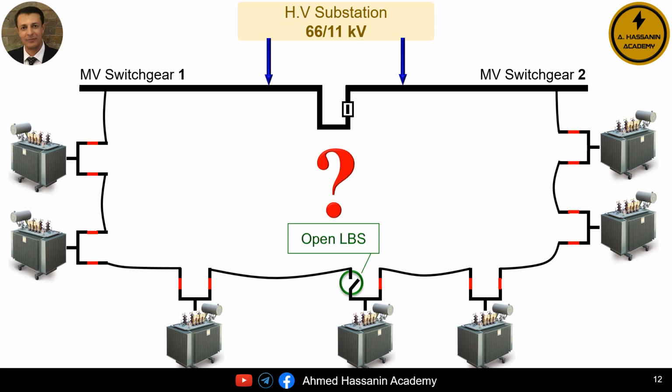But the important question is, should we always have at least one load break switch, LBS, in the open position, or is it possible to close all the load break switches in the ring system? Of course, it is absolutely necessary to have one load break switch in the open position within the ring system, because, as we explained earlier, the ring system is supplied from two sources, which are power transformers located inside the high voltage substation.